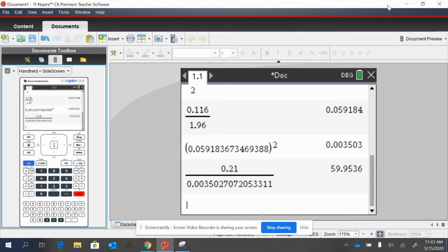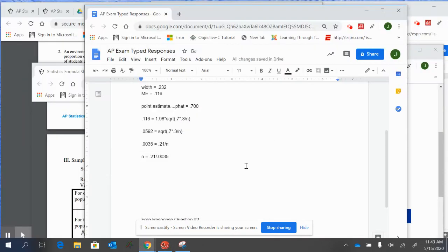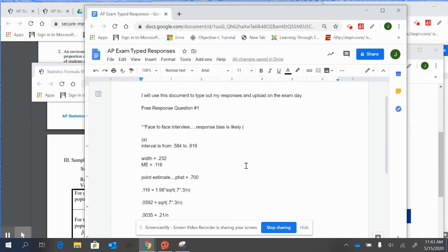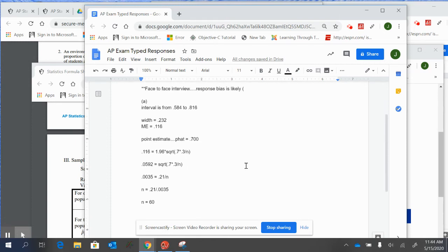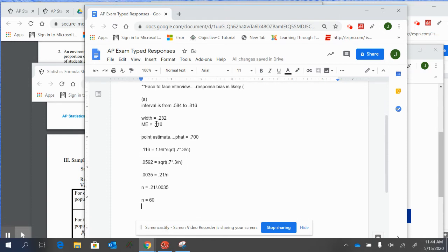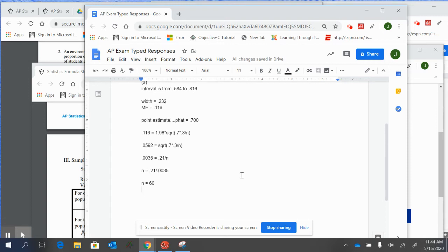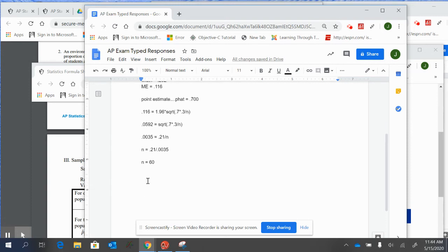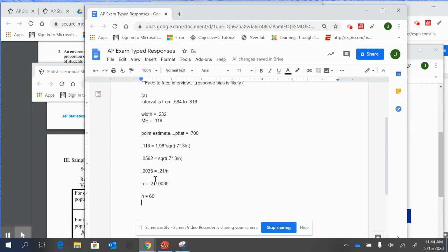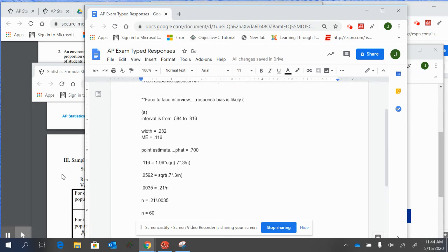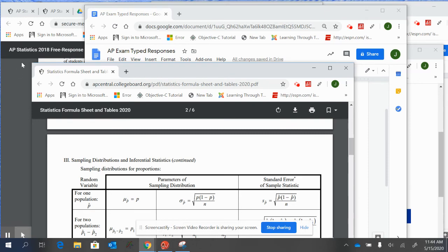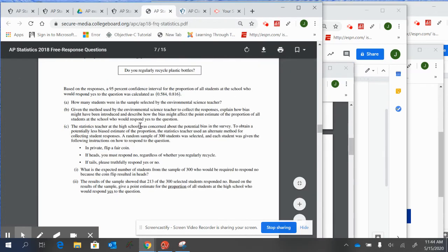59.95. So we always kick it up, even if it was 59.1, we'd still kick it up to 60. We always increase the sample size, so n is 60. And then I would make sure that you check to get that correct, to make sure that the margin of error would in fact come out to that. So plug it in your calculator if you have time. So I'm guessing the sample size for A is 60. All right, now go to B.